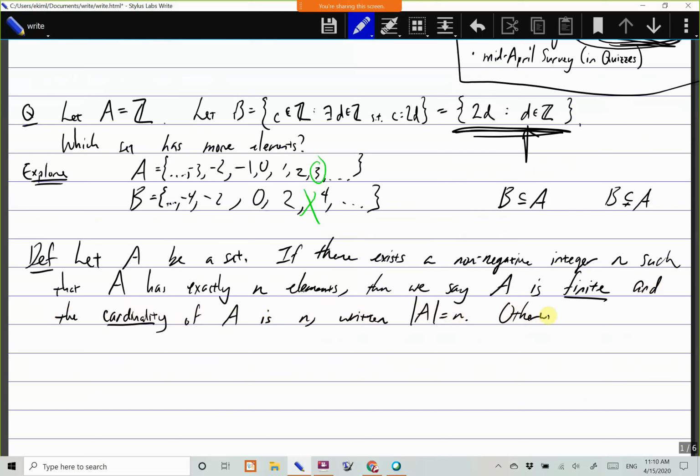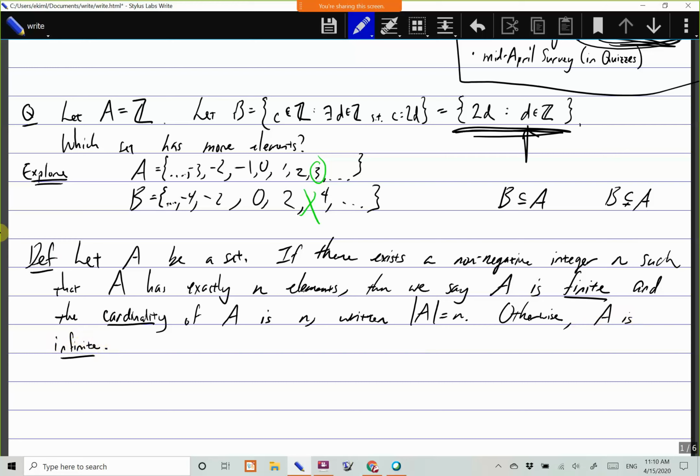Otherwise, so I'm just doing the other part here. So it was the if there exists a non-negative integer n such that, and if that if statement fails to hold, then otherwise we say A is an infinite set. Or just, to match the grammar, we just write A is infinite. Cool. So that's a definition we've looked at.